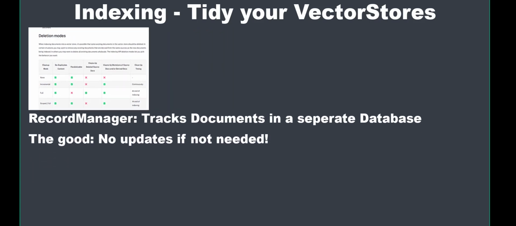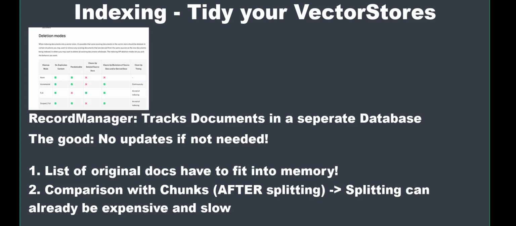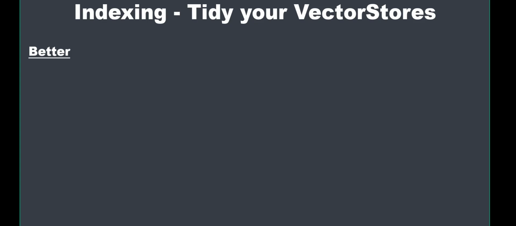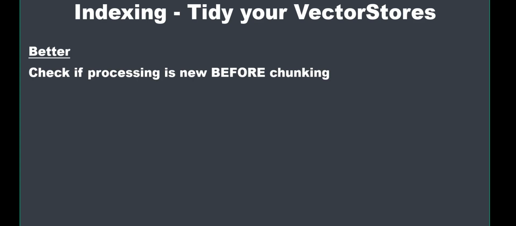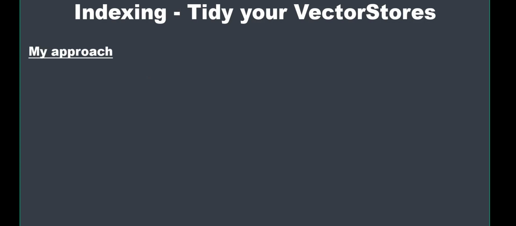But there are still two issues left. The original list of documents still needs to fit into memory, especially if you want to clean out deleted documents later. LangChain compares documents after they've been split into chunks. But chunking can be expensive, especially if you are using something like Azure Document Intelligence or LLM-based chunking. So ideally, you compare documents earlier, before chunking, and handle documents in batches to save memory. So I created my own approach to fix exactly that.